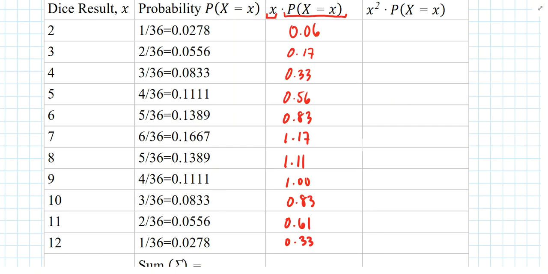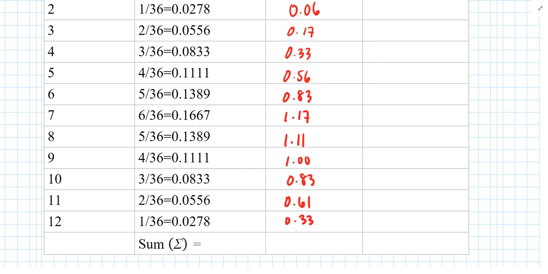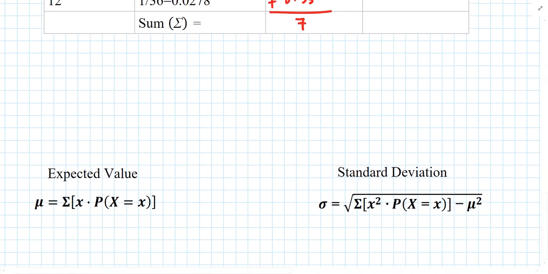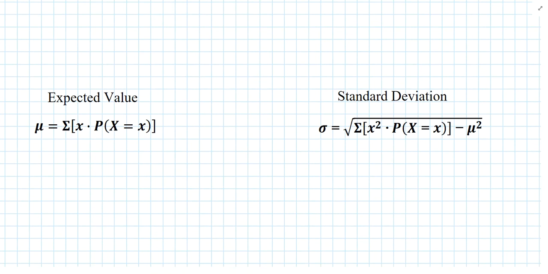At this point, you have computed the product necessary to identify the expected value. All that's left now is to sum them together. By definition, the sum of the products of possible outcomes and their probabilities yield the expected value. Therefore, we can say that the expected value, or mean, of rolling 2 fair six-sided dice is 7.